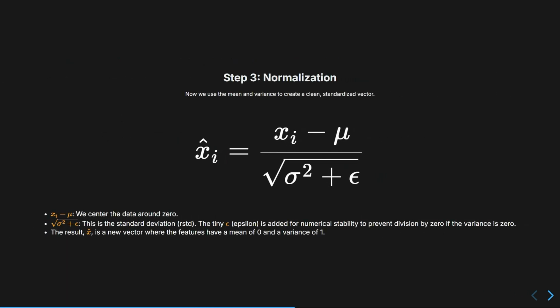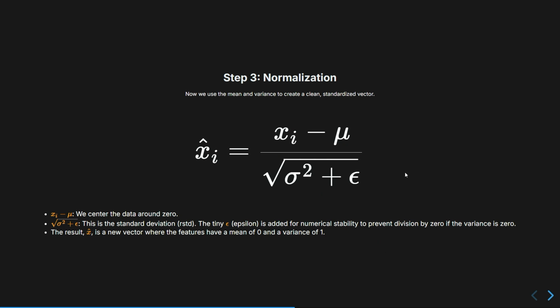And then we normalize it. We center the data around 0, which is x minus mu. And then this is the standard deviation, or the reciprocal standard deviation, as they call it, RSD. And then we put an epsilon over here. It's added for numerical stability to prevent divisions by 0 if the variance is 0. And the result is that this x is the new vector where the features have a mean of 0 and a variance of 1. And this is just the normalization step.